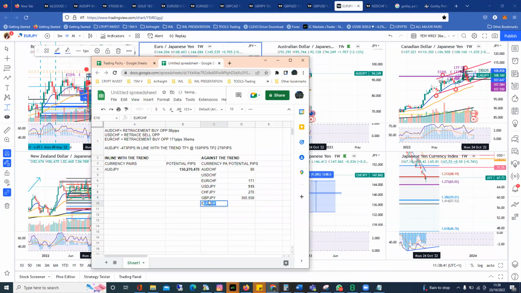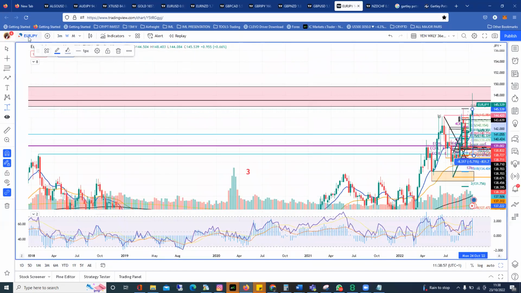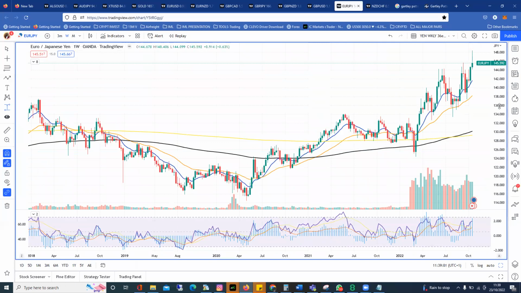So for Euro yen, you can have 430 and I think 831. I will double check that one in a minute. One second. So let's choose another Euro yen chart that is not that messy.